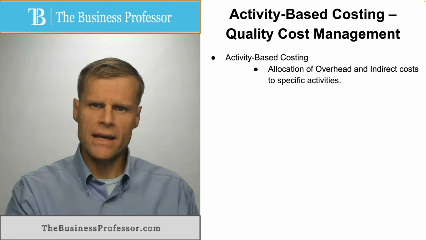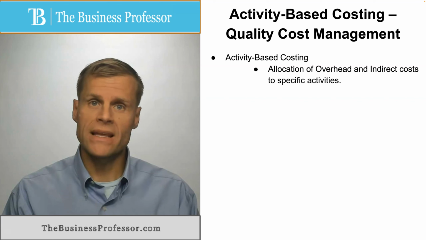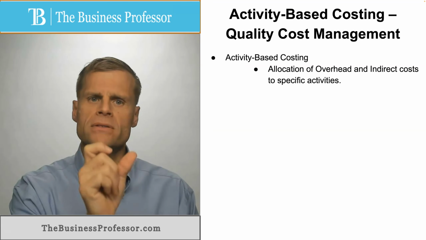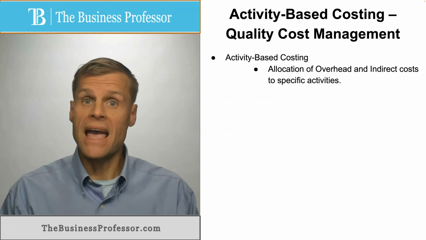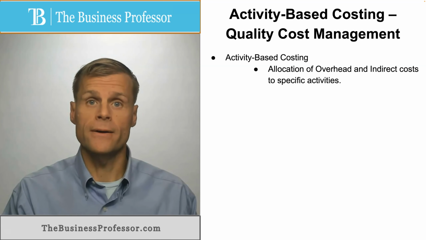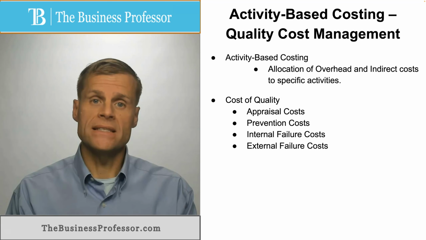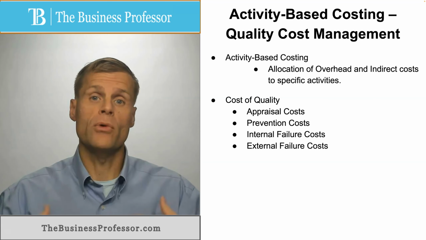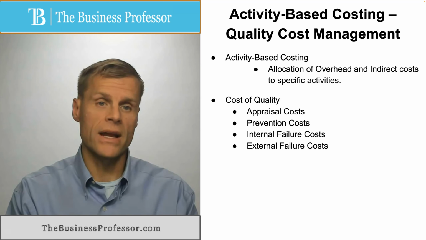It's the overhead of the organization and the indirect costs that cause a problem. And this is where the activity-based cost approach applies. You would assign the amounts of this overhead or indirect cost to specific activities that go into creating the product. Cost of quality is one of those activities that is not directly related to creation of the product. So it would be more of an indirect cost or perhaps in certain circumstances an overhead cost.